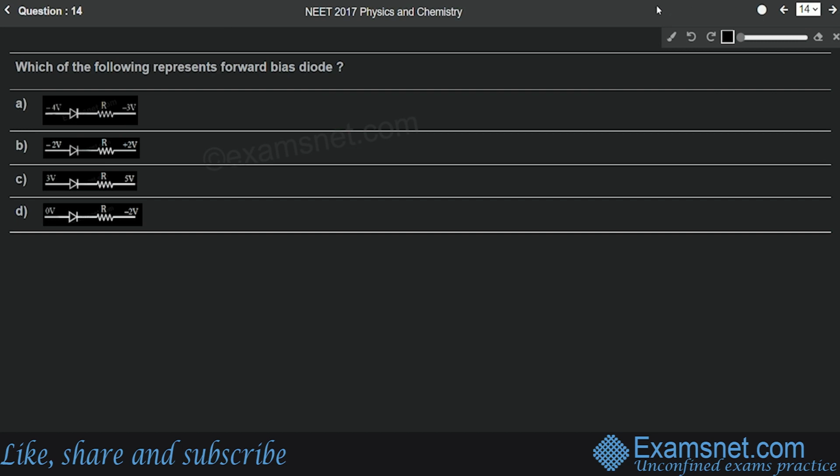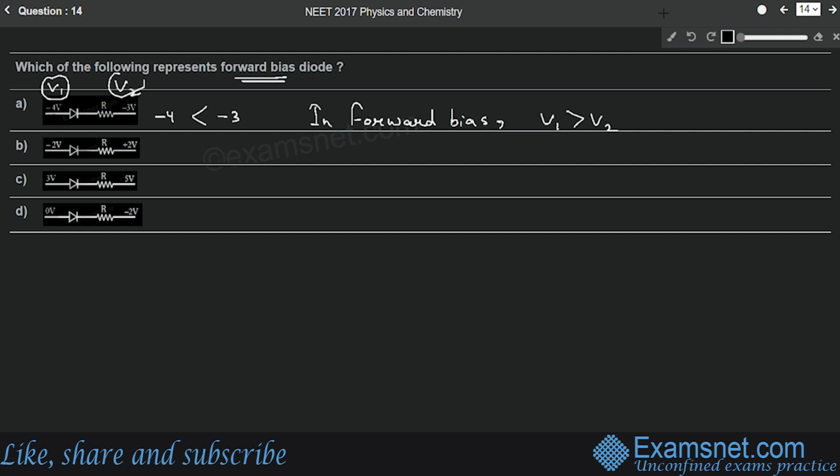Question number 14 is from semiconductor electronics, and the question is: which of the following represents forward bias diode? So here we have to use the simple concept that in case of forward bias, V1 is greater than V2. Okay, so this side we have V1, this side we have V2. Now in the first one, V1 is -4 and V2 is -3. So which one is greater? V2 is greater, right? So this will not be the forward bias.